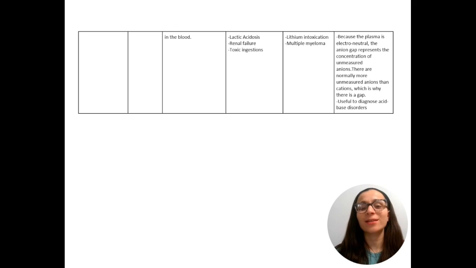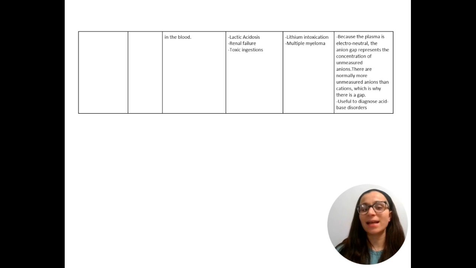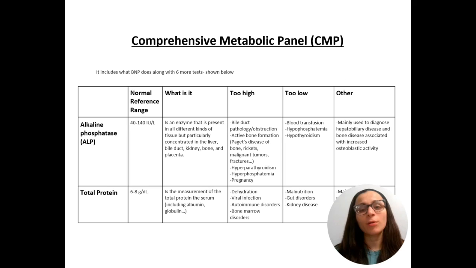So this just explains the anion gap a little bit better. It basically says that because the plasma is electroneutral, the anion gap represents the concentration of unmeasured ions. So there are normally more unmeasured anions than cations, which is why there's a gap. So like I said before, it's useful in aiding in diagnosing acid-base disorders. Okay, next we go on to the CMP.